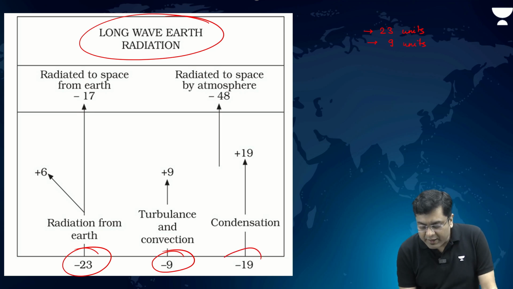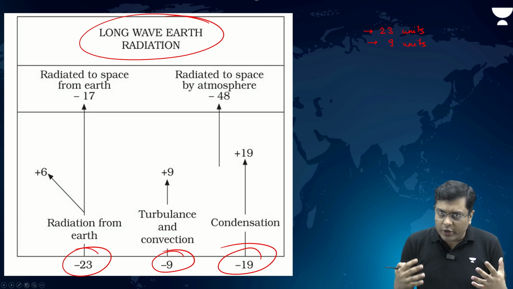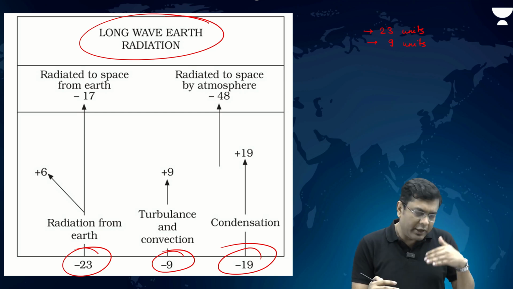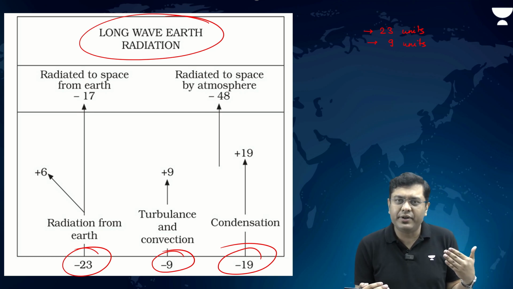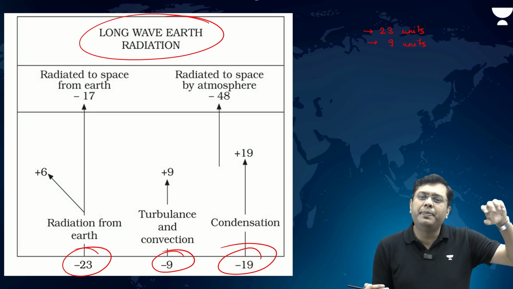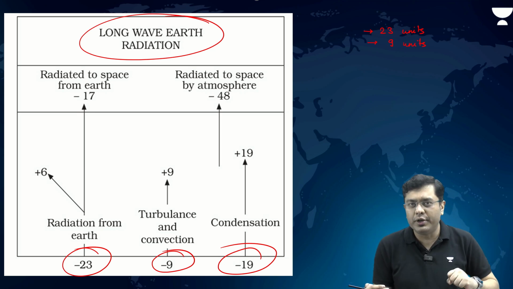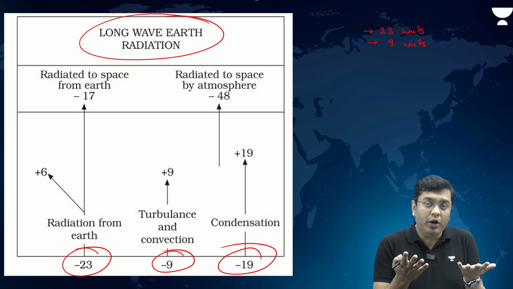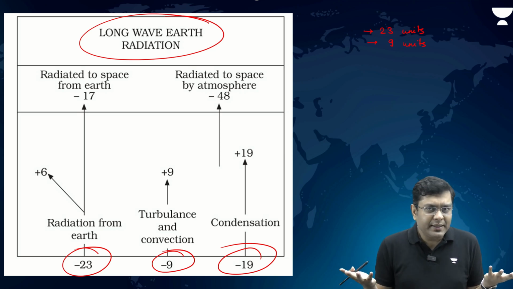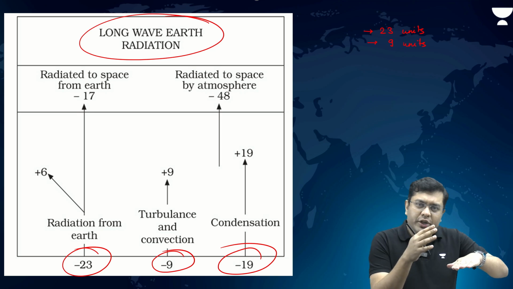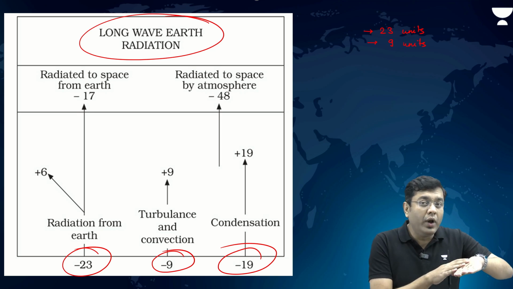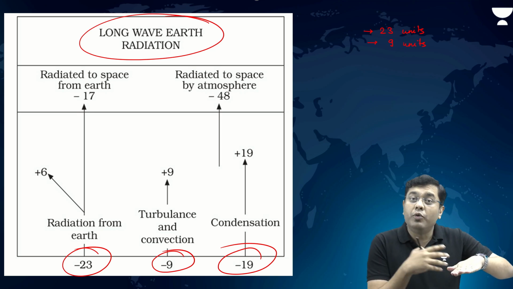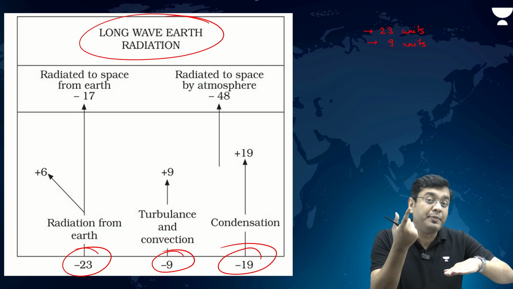And then you have 19 units which are lost from the Earth's surface, including the water bodies, land areas, etc., where the heat is lost by the process of evaporation and eventual condensation. Evaporation, after all, also means what? Loss of heat. Any area where evaporation is happening becomes cooler as compared to earlier, which means that heat has been lost.